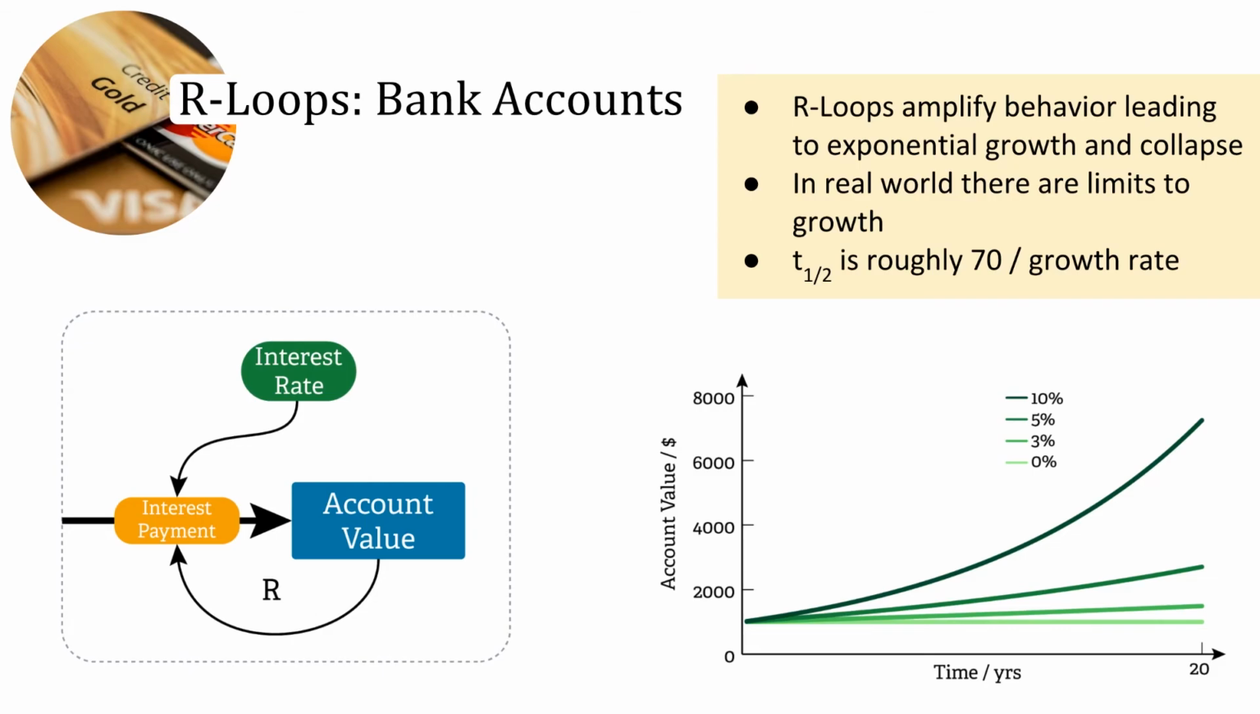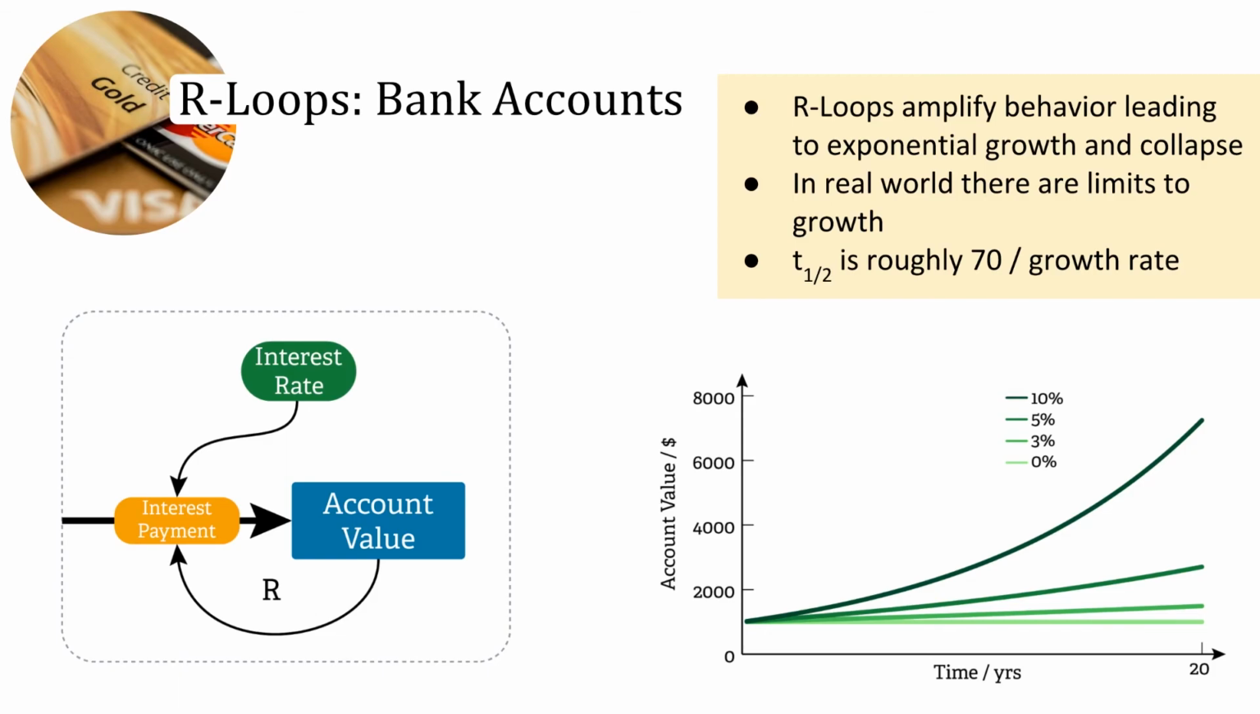Additionally, a cool trick is to know that if you divide 70 by the growth rate in percent, that's roughly the doubling time. So in the case of our bank account, at 10% interest, the doubling time for our account is roughly 7 years.